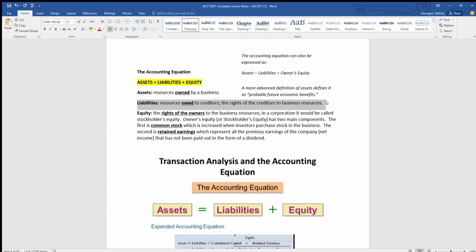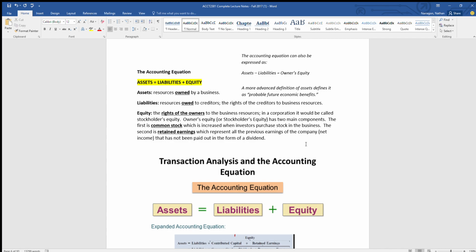Okay. The last one is equity. Equity is the rights of the owners to the business resources. So this is basically the investors that come in and get some stock. So now that you have a percentage of the company, this is where we're going to post anybody's ownership in the company itself. This also has a big account that we go with in retained earnings.